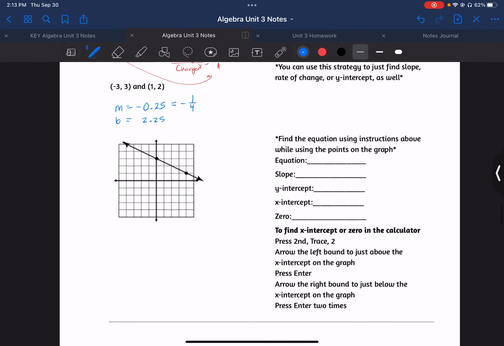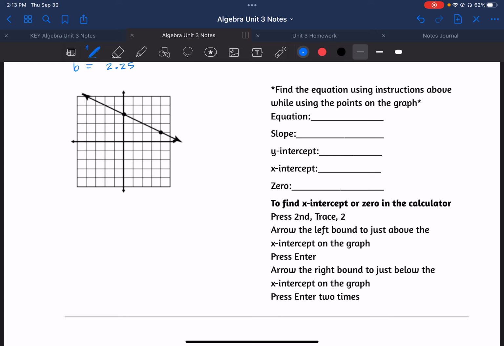Okay, last part, guys, last part. So here are the directions. It says find the equation using the instructions above while using the points on the graph. All right, I'm going to take the easy way out. I'm going to take whatever this point is and whatever this point is, and I'm going to plug it into my calculator to find everything. So let's see what this point is.